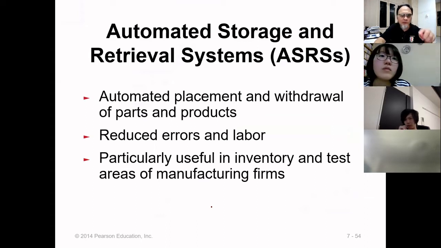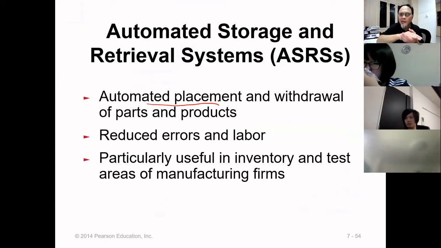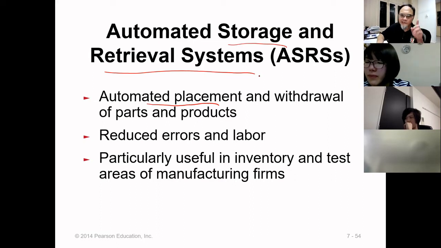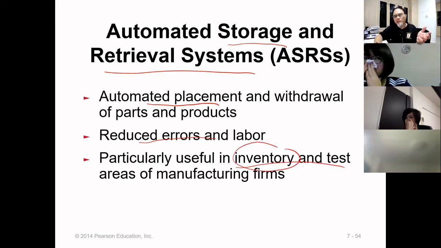ASRS, automated placement. I will show this video. It is a storage and retrieval system. It's a warehouse, with automated placement and withdrawal. It's like the Japan car parking system. You know, in Tokyo, you park the car in the tower, that is ASRS. Park the car, it goes up and parks. And then when you want it back, they will take it down for you. This is an automated storage and retrieval system. Your car parking in Japan is ASRS. And of course, it will reduce errors. This is useful in inventory. That's why a lot of warehouses use this.